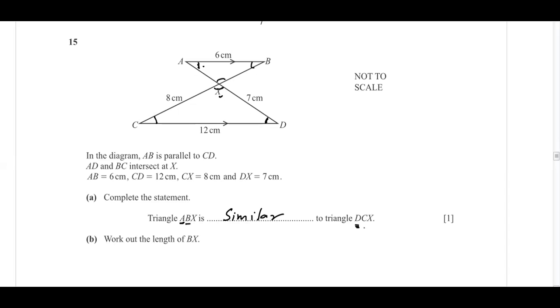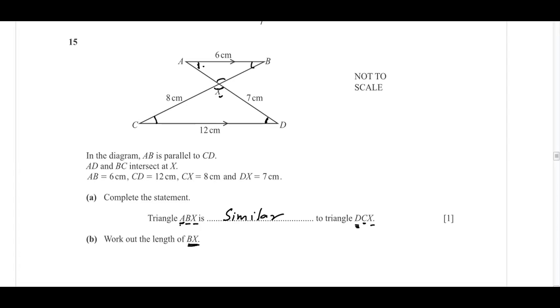Angle B should be equal to angle C. Yes, they are equal. And angle X, of course, is equal to angle X. So I will say that the triangles are similar triangles. Then using the property of similar triangles, you have to work out the value of BX. Now, if the triangles are similar, then the ratio of the corresponding sides is equal.